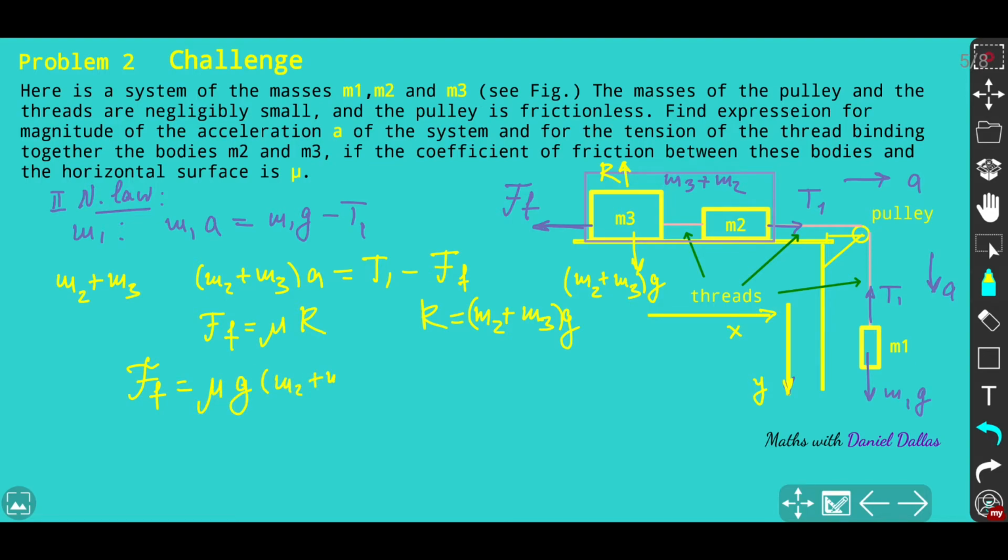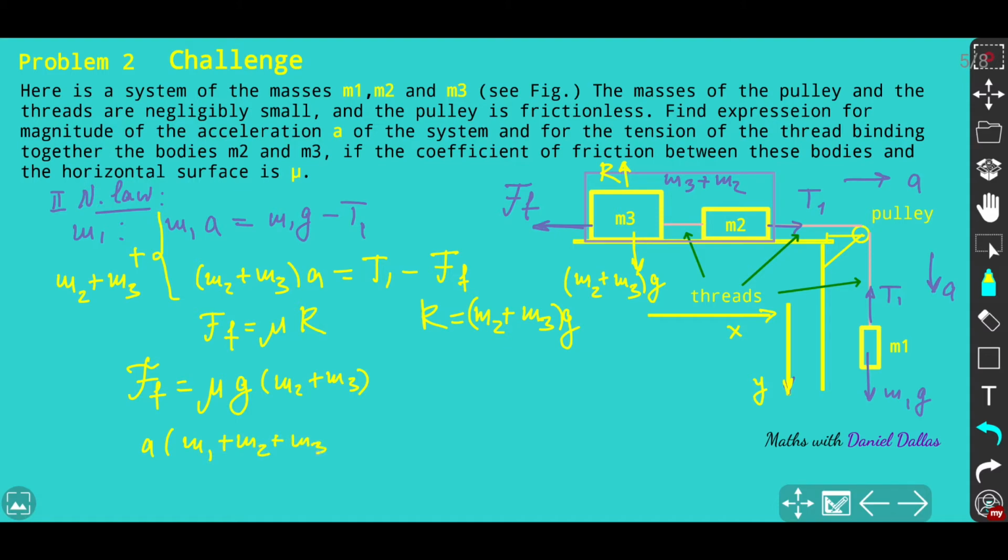All right, so it's done with the friction force, and now we just come back to the equation. Here we're going to add two equations in order to get rid of T, the tension force. So I factorize A on the left side, and that's going to be the total mass, M1, M2, and M3.